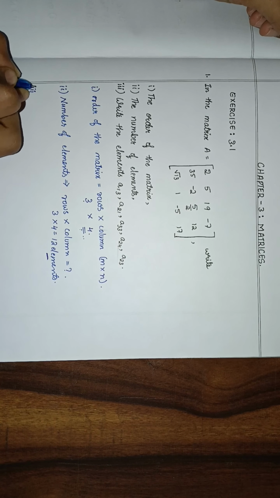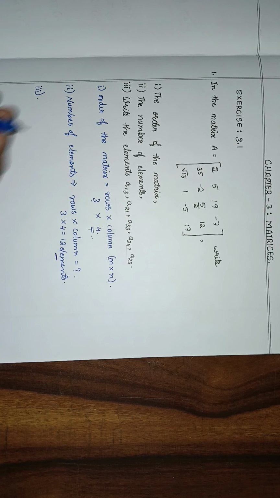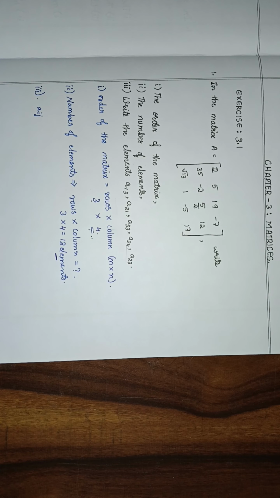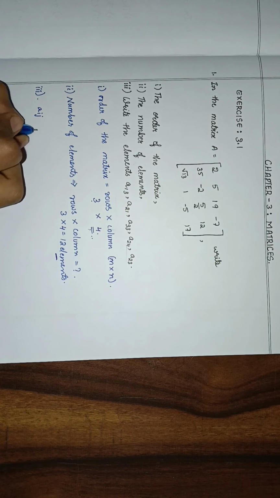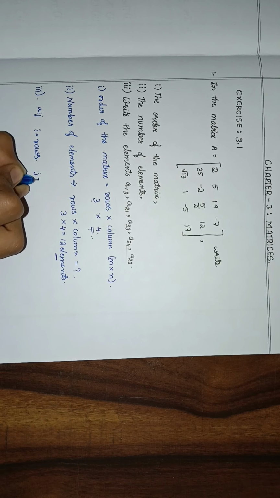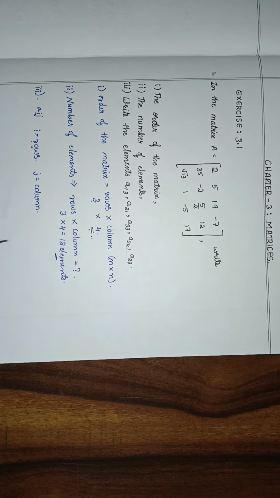And the third question is: write the elements A13, A21, A33, A24 and A23. So what is this A13? A13 is in the form of Aij. And what are this i and j? i is always rows and j is always columns. Rows are always represented by i and columns are always represented by j.